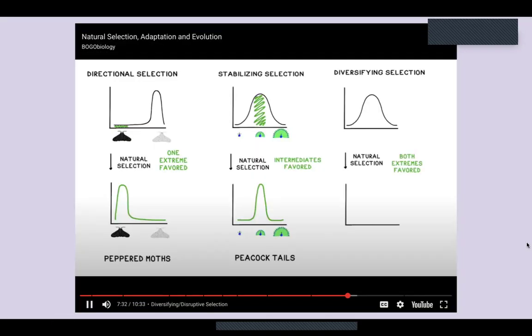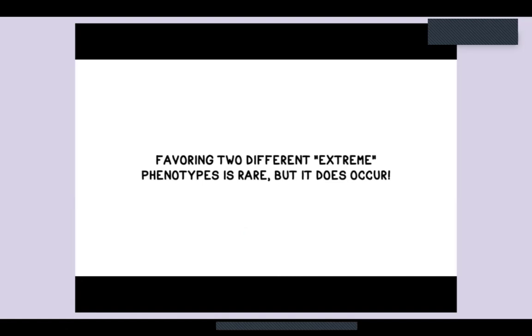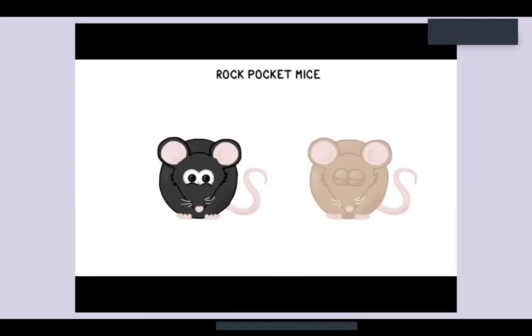In diversifying selection, both extremes are selected for simultaneously, while the intermediate is selected against. Diversifying selection is much more rare relative to directional and stabilizing selection. If you think about it, it's pretty rare to have two extreme phenotypes that are equally useful at the same time, but it does happen. Rock pocket mice are an excellent example of diversifying selection.